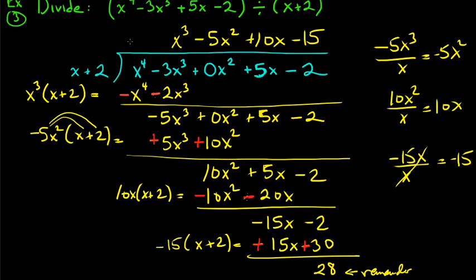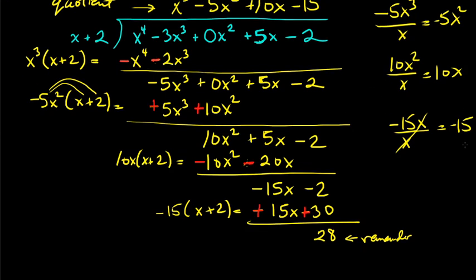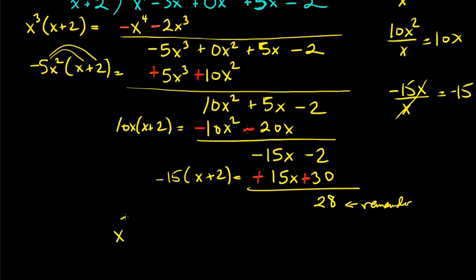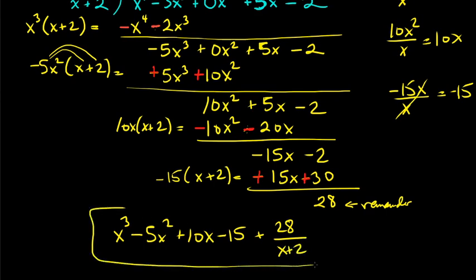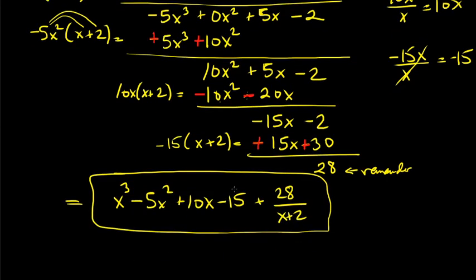And this up here is our quotient. Yep. So when you're doing this in Connect Math, just realize sometimes they'll ask for the quotient and the remainder. Sometimes they'll ask for the answer, in which case you're going to have to write this as, let's see, x cubed minus 5x squared, right, plus 10x minus 15, and then plus the remainder 28 divided by the divisor x plus 2. That's right. So that's the complete answer here.